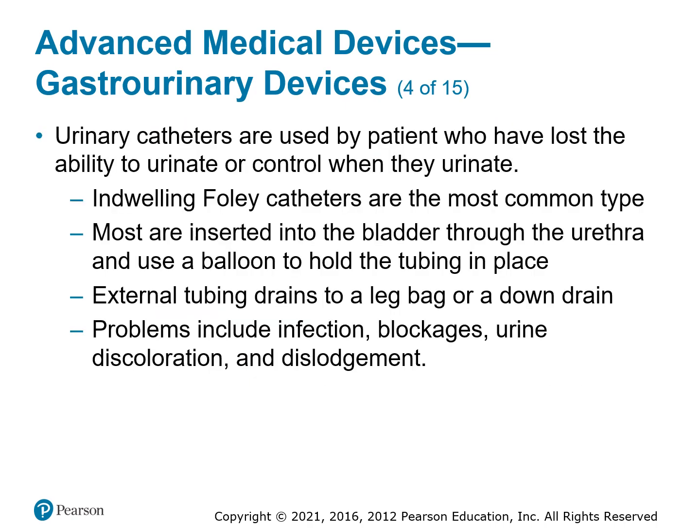Urinary catheters are used by patients who have lost the ability to urinate or control when they urinate. So indwelling Foley catheters are the most common type. Most are inserted into the bladder through the urethra and use a balloon to hold the tube in place. External tubing drains to a bag, maybe on their leg if they're up and around, or it may just be on the bed if they're bed bound. Problems with this include infection, blockages, urine discoloration, and dislodgement. There's also a suprapubic catheter that is inserted through the skin into the bladder, and it's drained the same way.